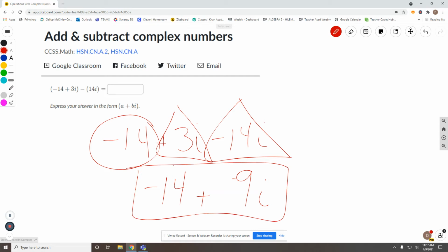So I know this looks scary because it's got this i, but I want you to treat it like it were a variable, a like term. It's not going to change a whole lot from what you've been doing.